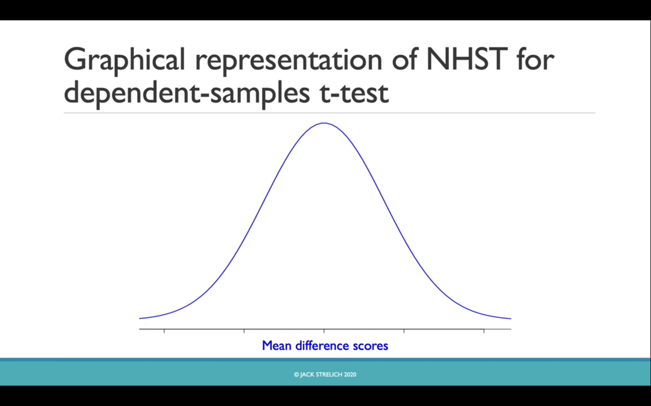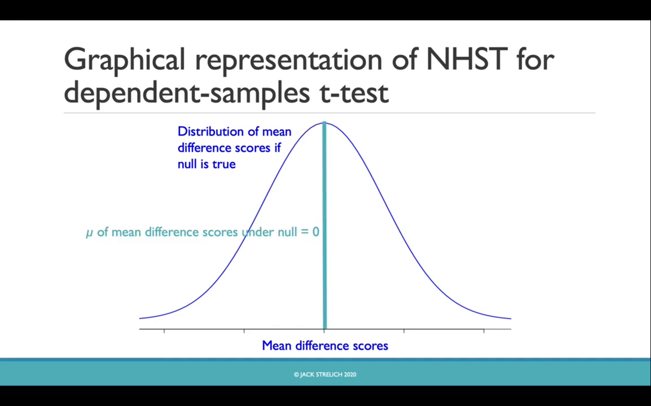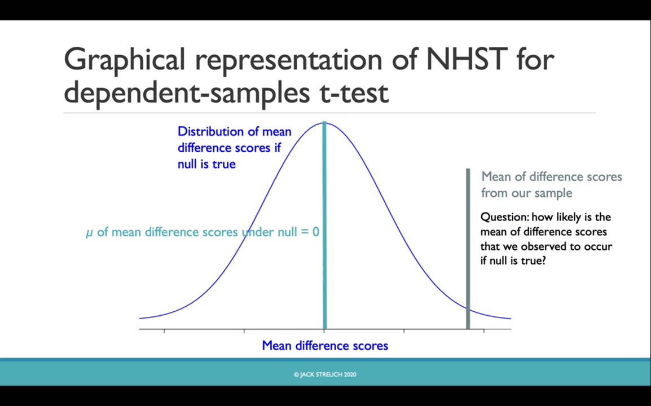Now let's look at a graphical representation of null hypothesis significance testing for the dependent samples t-test. The blue curve here represents the distribution of mean difference scores if the null is true. And as I mentioned before, the population mean of mean difference scores under the null is 0. Now, let's say that the mean of difference scores from our sample falls here in the distribution. Our question is, how likely is the mean of difference scores that we observed to occur if the null is true?